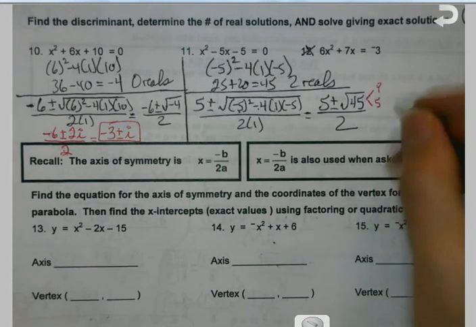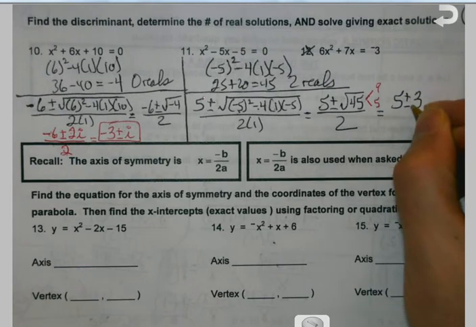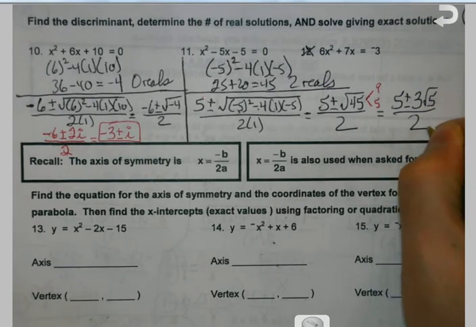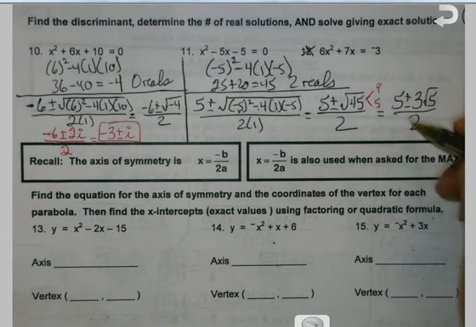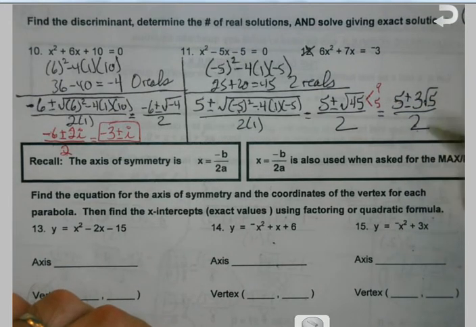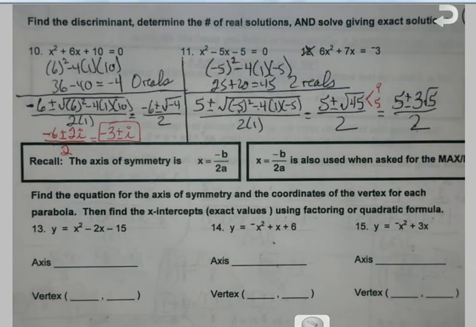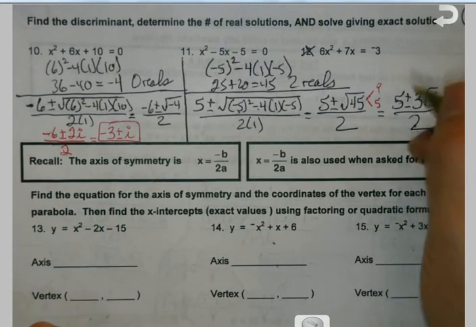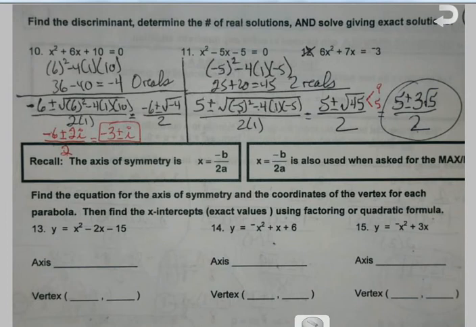So 9 and 5. Square root of 9 is 3. Square root of 5 over 2. Now this time, I don't have something that goes into all of them. And even if you got a situation sometime, like let's say this was 4, even though 2 goes into 4, it's got to go into all of them to be able to reduce. It's all for one or none for all. So that's as far as I'm getting, and there's my 2 real solutions. Okay?